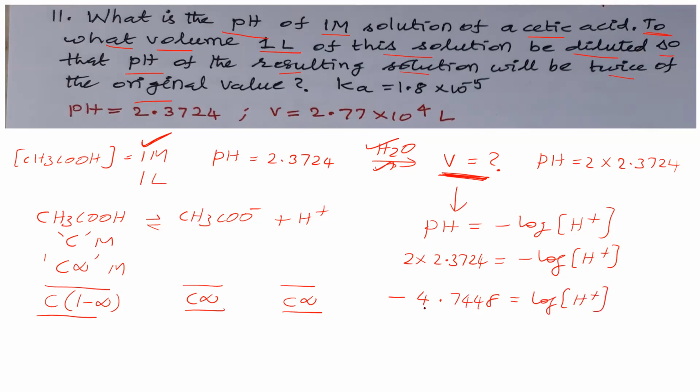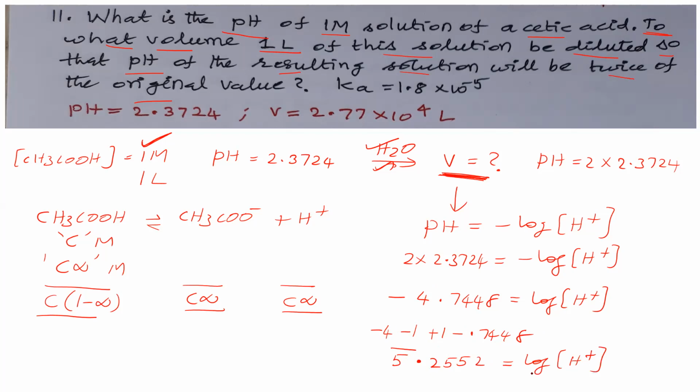Now, before taking the log, we have to take the anti-log on both sides. So here I give minus 1 and then plus 1: minus 4 and minus 0.7448, with minus 1 included here and plus 1 included here. Therefore minus 4 minus 1 becomes 5 bar, that is minus 5, then the decimal point, plus 1 minus 0.7448. On subtraction we get this much, equal to log of H plus.